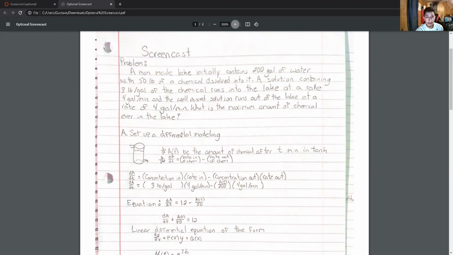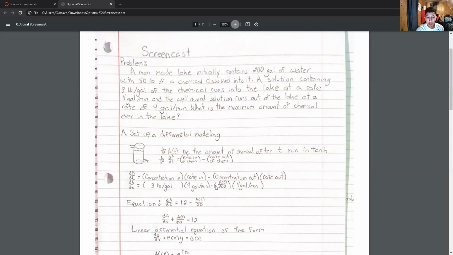So we have dA over dt, which is our change in the amount with respect to time. The change in the amount with respect to time is the same thing as what's coming in minus what's going out. So it equals the concentration of what's coming in times the rate that it's coming in, minus the concentration of it going out times the rate that it's going out. Our concentration going in here is 3 pounds per gallon, so we have 3 times the rate coming in, which is 4 gallons per minute.